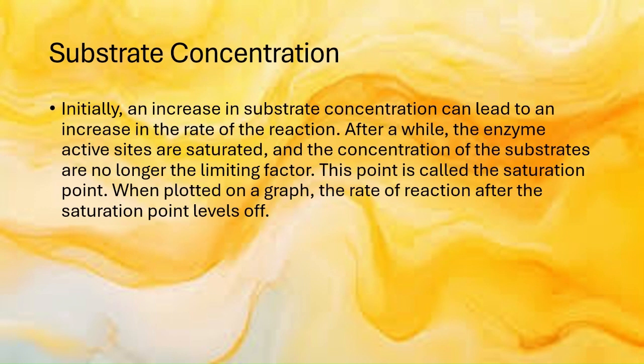So now let's look at substrate concentration. Initially an increase in substrate concentration can lead to an increase in the rate of the reaction. However, after a while, the enzyme active sites are saturated and the concentration of the substrates is no longer the limiting factor. What that basically means is that all the enzymes are bonded to some substrate. So an increase in substrate is not going to make a difference because there are no more enzymes to bind to. This point is called the saturation point, and when plotted on a graph, the rate of reaction after the saturation point levels off.